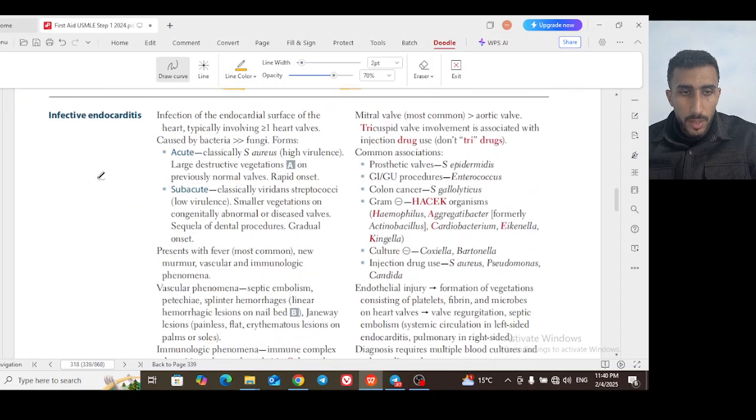So this is for syncope. And the next very important topic is infective endocarditis. From the name, it has infection, and endocarditis: the affected layer is the endocardium, the inflammation of the endocardium due to an infective cause. So this infection of the endocardial surface of the heart typically involves one or more heart valves. The causative agent is mostly bacteria. Fungi may cause infective endocarditis, but more commonly different bacteria cause it. Here you may find Candida as an example of fungi, and the others are bacteria.